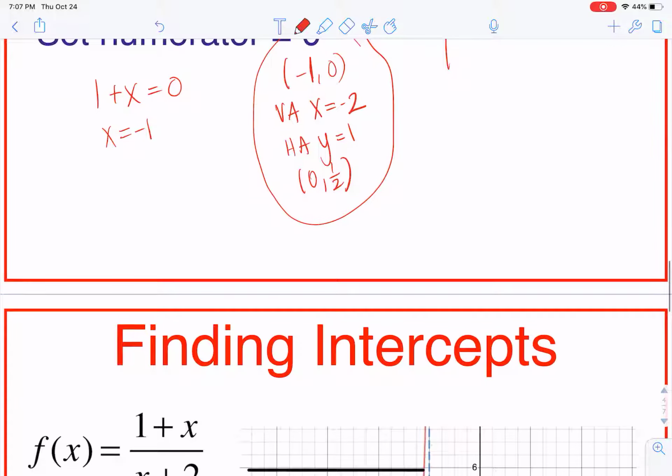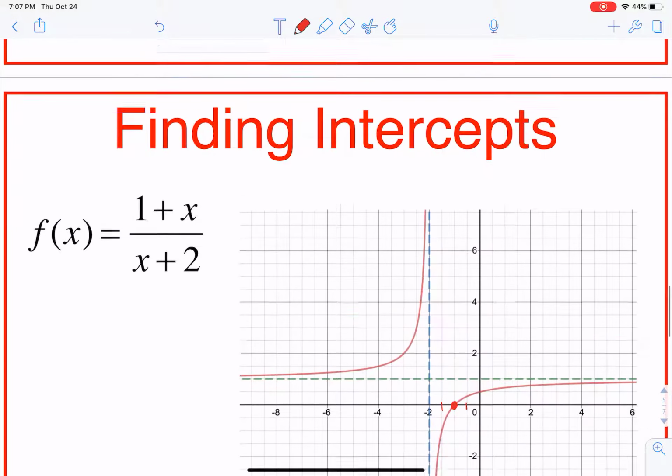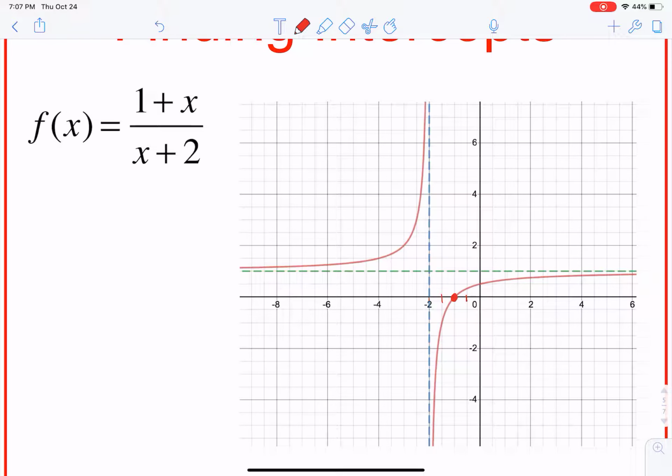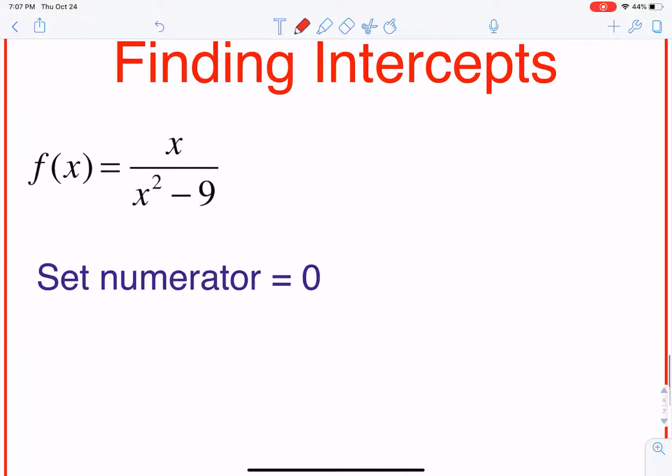So let's take a peek. Negative 1 comma 0. Here we go. It looks like these are split up by 1/2, so that is negative 1. My vertical asymptote at x is equal to negative 2. My horizontal asymptote again at 1. And here is my 1/2. If this is 1 right here, here is my y-intercept there at 1/2. So here we go. Let's keep going.